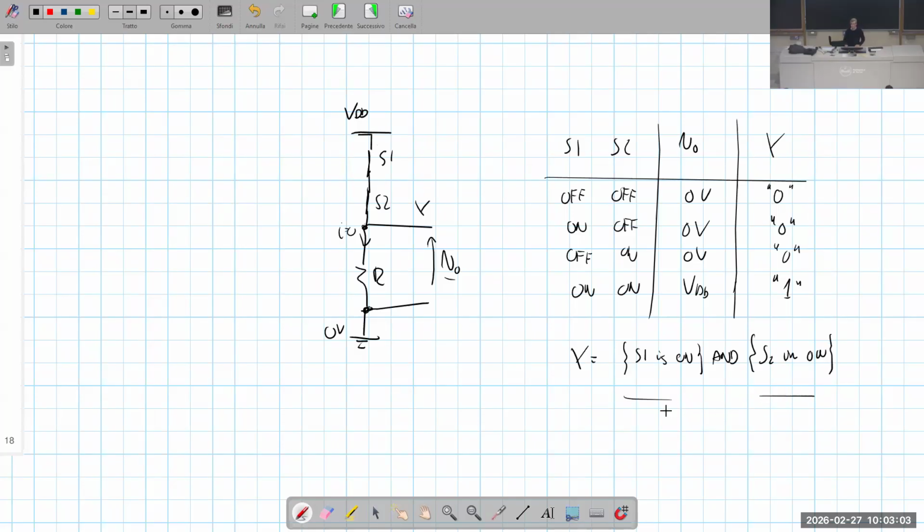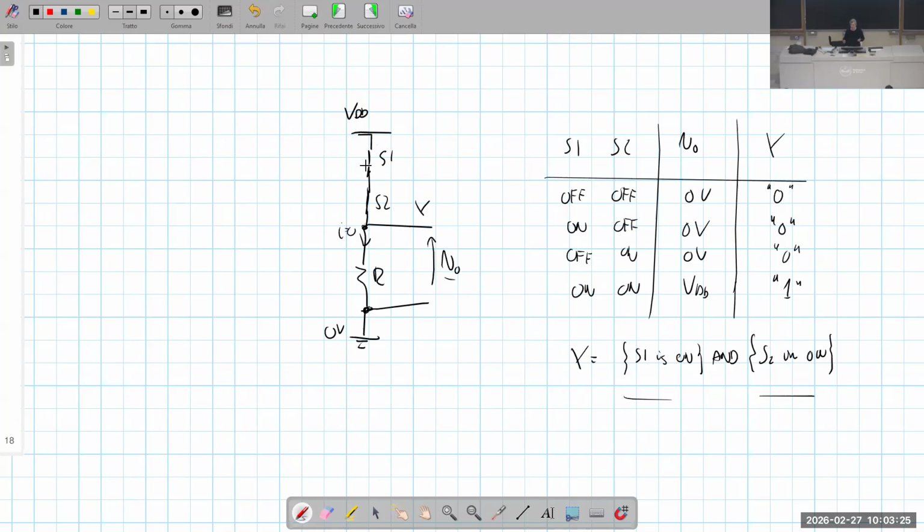Note that these two are not variables encoded in a voltage, in an electrical signal. These are just conditions, okay? Because so far we are considering switches that are not electrically controlled.